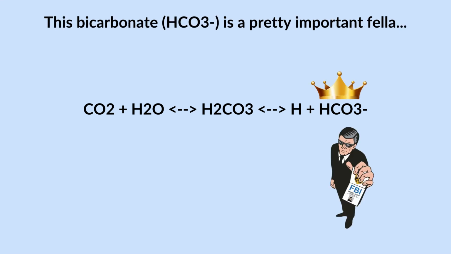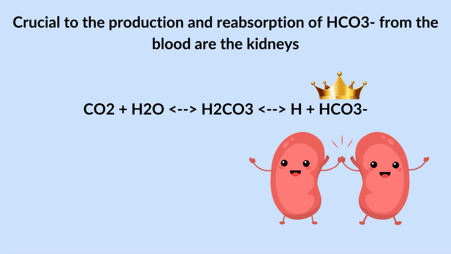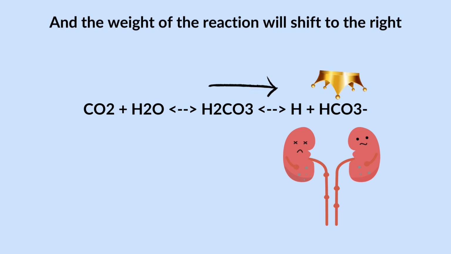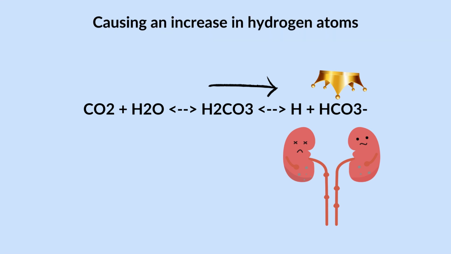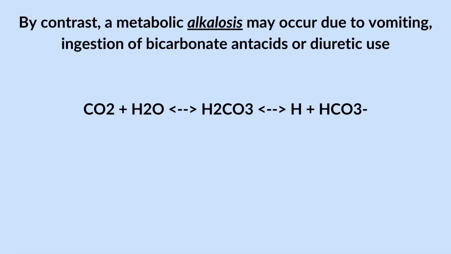Now, let's zoom in on the metabolic part of the equation. This bicarbonate, HCO3-, is a pretty important fella. It's a buffer that's capable of neutralizing protons. Crucial to the production and reabsorption of bicarbonate from the blood are the kidneys. If the kidneys malfunction, there will be a shortage of bicarbonate, and the weight of the reaction will shift to the right, causing an increase in hydrogen ion concentration, aka a lower pH, aka acidosis. This may also occur with other causes, such as diarrhea, where bicarbonate is wasted. By contrast, a metabolic alkalosis may occur due to vomiting, ingestion of bicarbonate antacids, or diuretic use.